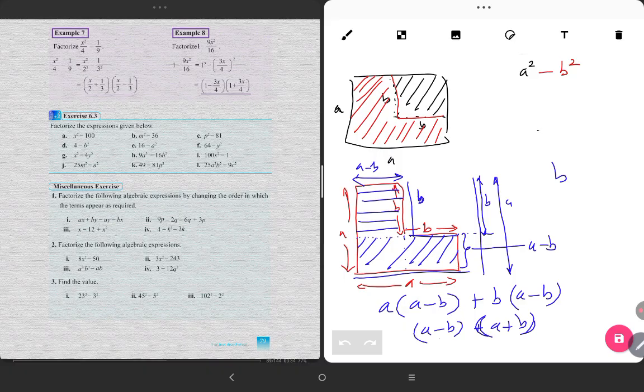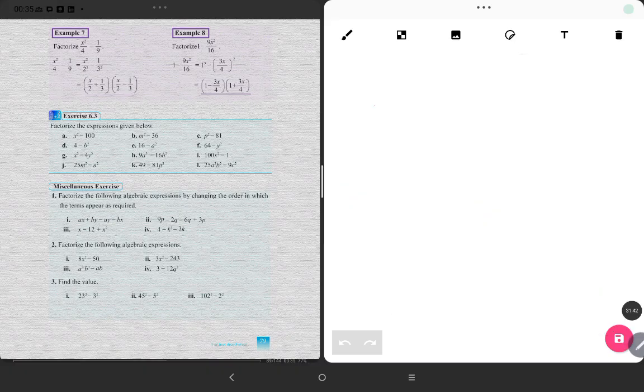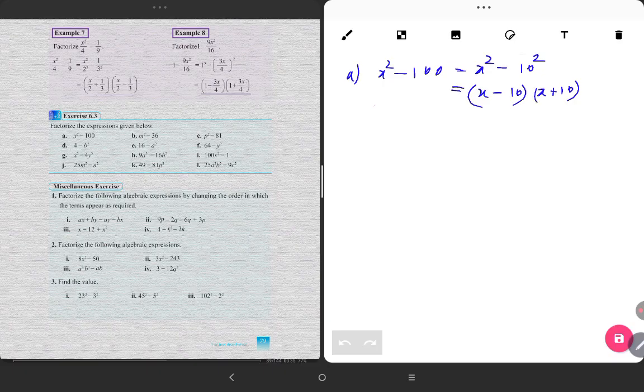exercise 6.3, let's do a few examples there. Okay, let's do x squared minus 100. When you have it like this, we can easily write 100 as 10 squared, because 10 times 10 is 100. So then we can write this as x minus 10, x plus 10. Likewise, if I do f, which says 64 minus y squared, 64 is 8 squared and y squared is like this. So then the answer for this is 8 minus y, 8 plus y, right?